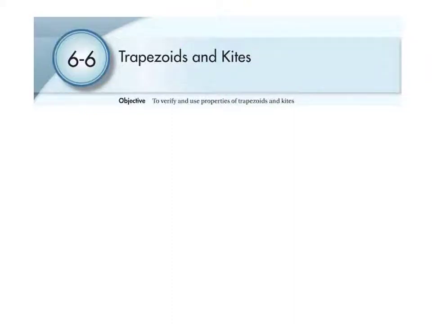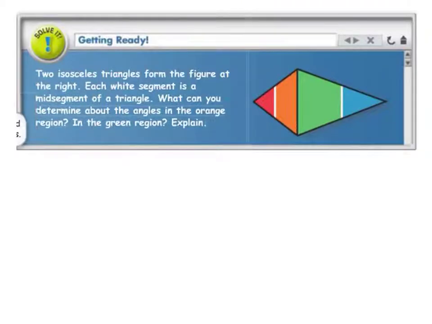Okay, 6-6, trapezoids and kites. The objective here is to verify and use properties of trapezoids and kites. Okay, so here's our solve it. It says two isosceles triangles form the figure at the right. Okay, so that means that this is congruent to this and this is congruent to this.